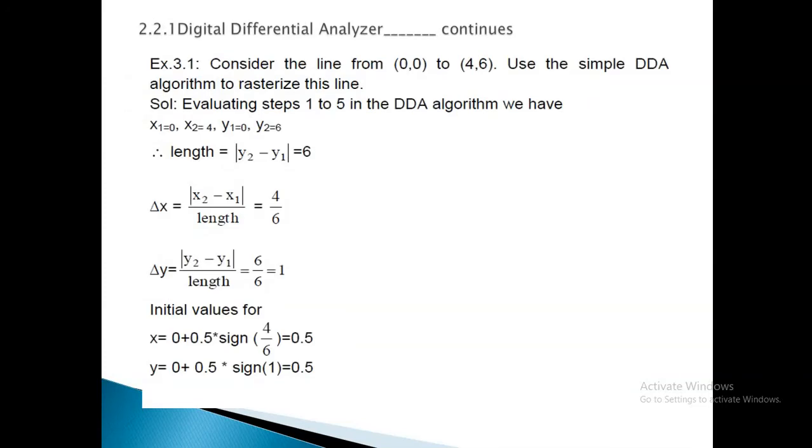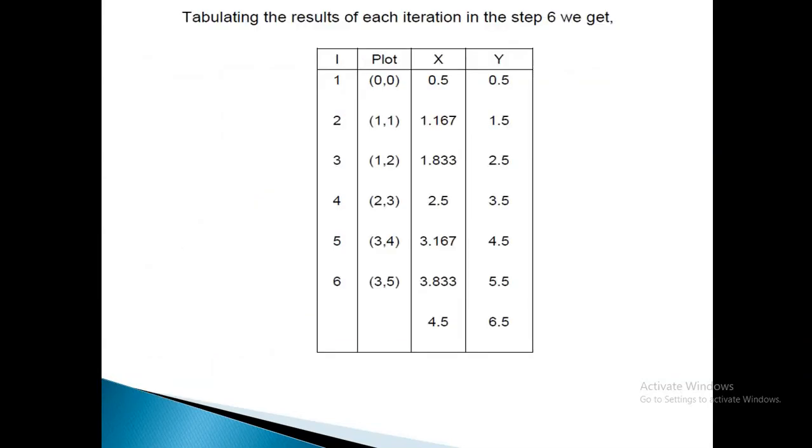Here is the example of DDA algorithm. The length is equal to y2 minus y1, which is equal to 6. Delta x is equal to x2 minus x1 upon length, which is 4 upon 6, and delta y is equal to y2 minus y1 upon length, which is 6 upon 6, equal to 1. Here is the result in tabulated form.